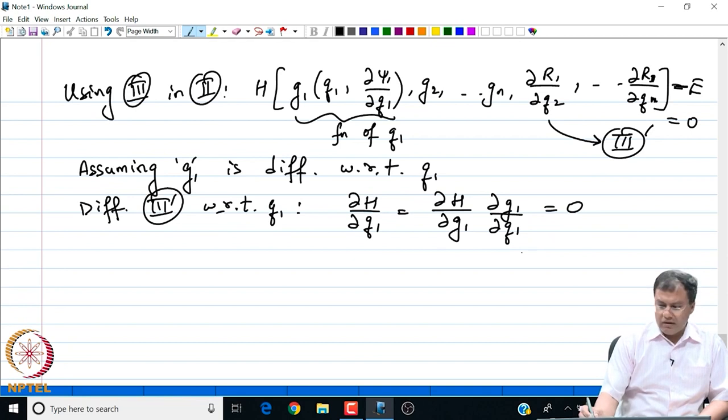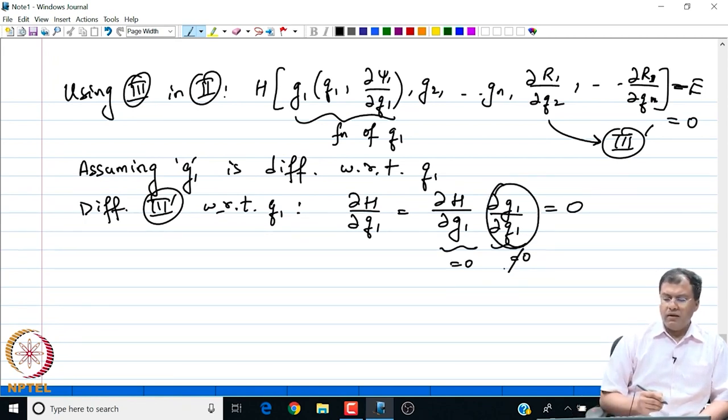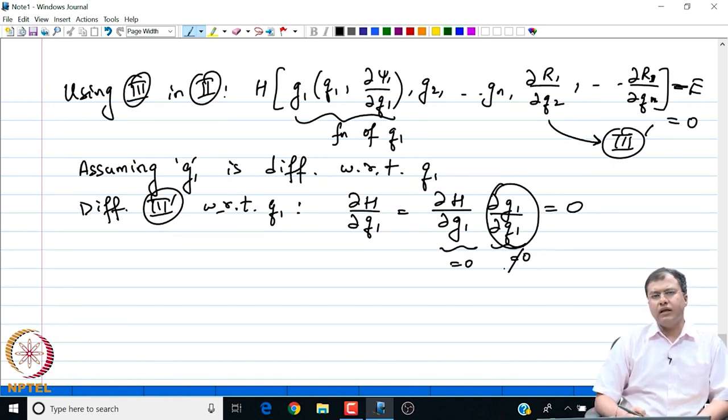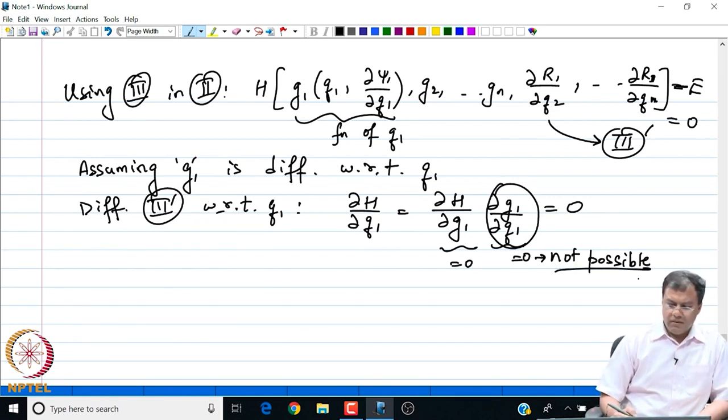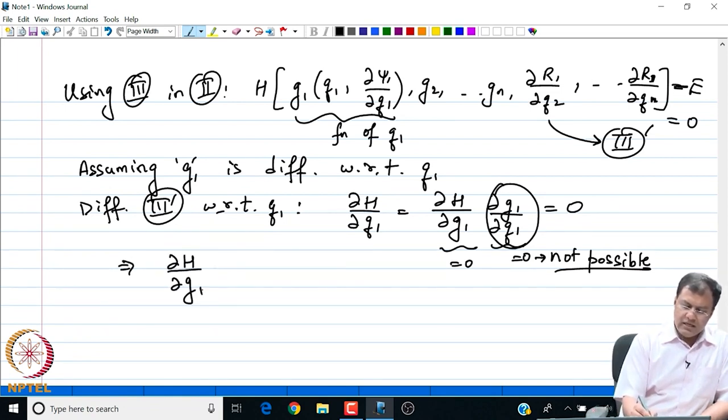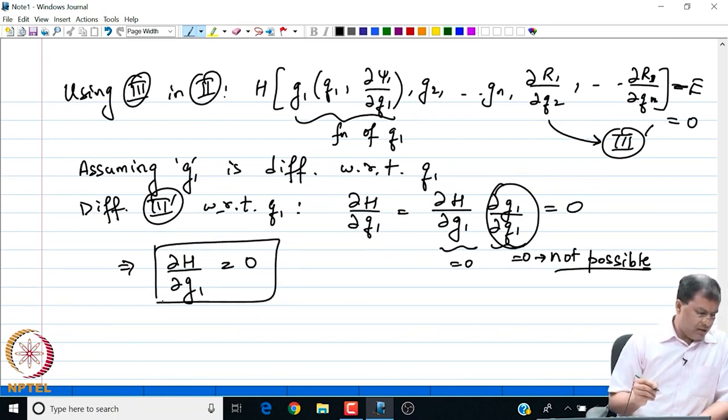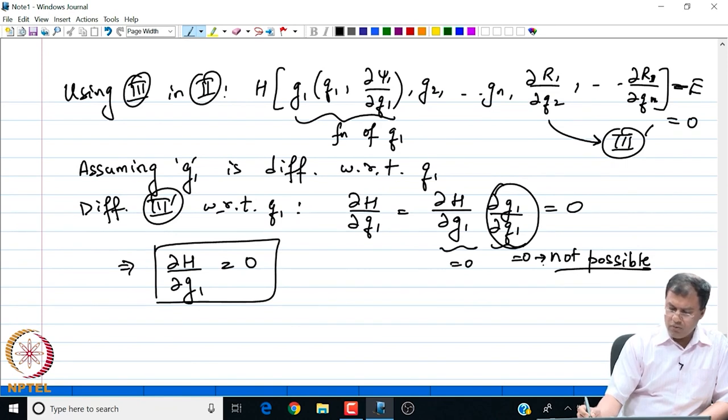Now, this equation tells us that either this is 0 or this is 0, but this one cannot be 0, because in other words, we are saying that an arbitrary function g 1 is constant with respect to q 1, and g 1 is only a function of q 1. So, which means the function g 1 is essentially a constant, right. So, this is not possible. This equal to 0 is not possible, because this implies that essentially our function g 1 is a constant. That cannot be the case. So, which means that del h del g 1 is equal to a constant, del h del g 1 is equal to 0. So, which means, the argument is exactly the opposite here.